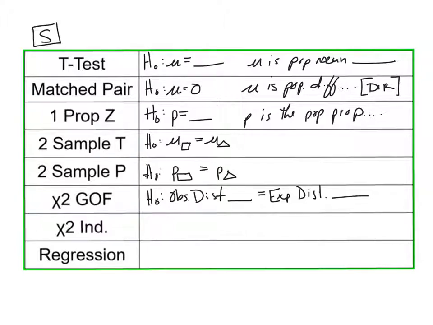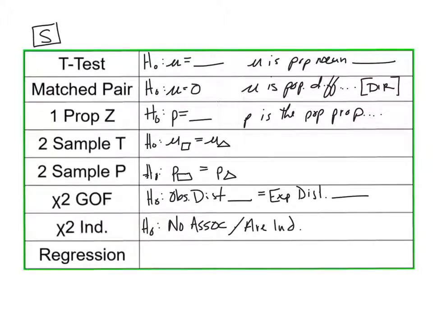The chi-square test for independence. The null is that there is no association between the two categorical variables they're talking about, or that the categories are independent of one another.